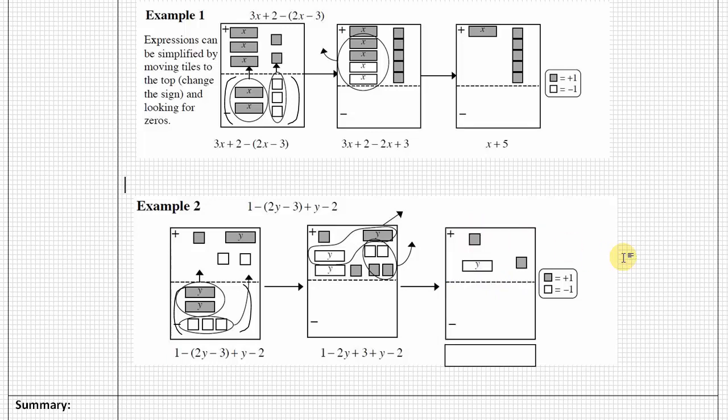Let's take a look. Well, we should have 2 unit tiles left and only 1 negative y tile. So once this has been fully simplified, all we're left with is negative y plus 2.